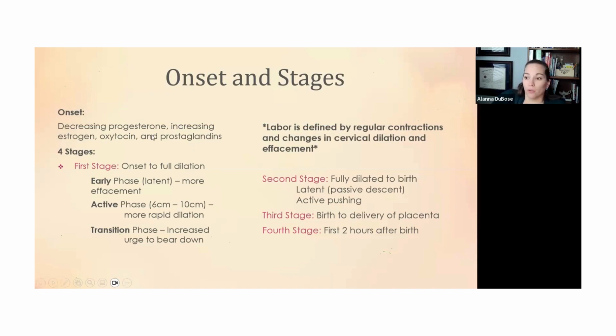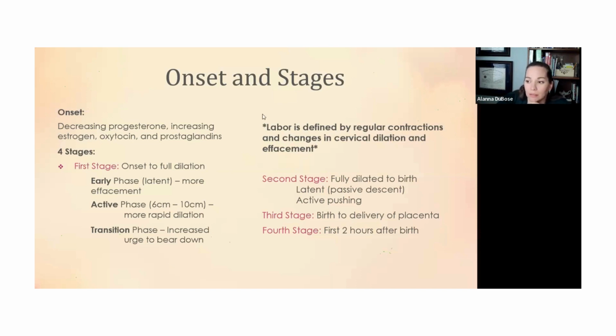Labor occurs when you have all these hormone changes, and it's signaling your body to let's get things going. Okay, so you can kind of be aware of this. Progesterone goes down, estrogen and oxytocin and prostaglandins going up. Okay, and then the first stage, which is again what we normally think of as labor, is broken down into 3 phases.